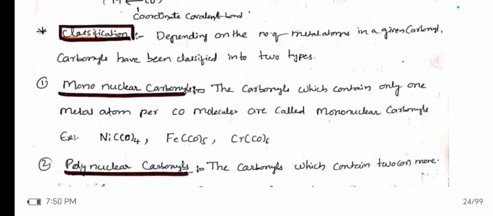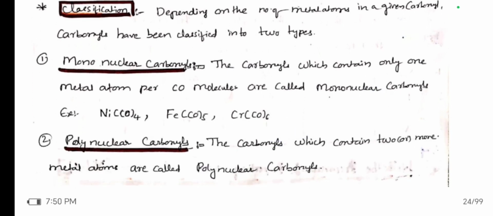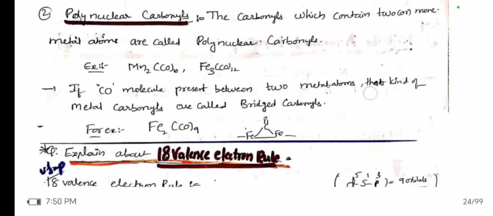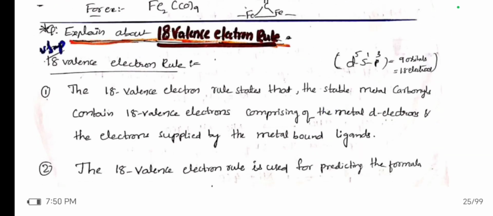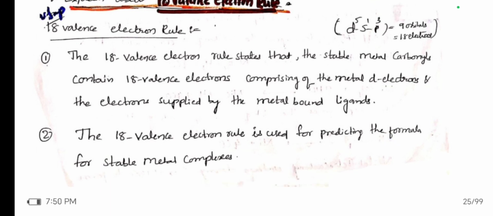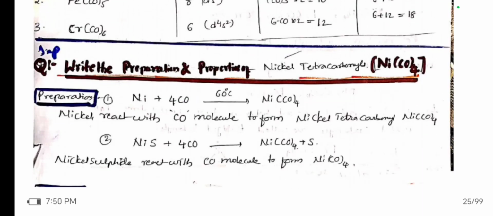In metal carbonyls classification, mononuclear means only one metal is present. Polynuclear means 2 or 3 or more than 2 metals are present. Here, Mn2, Fe3, like that. The 18 valence electron rule is also important in that one. Metal carbonyls generally follow the 18 valence electron rule. 18 valence electrons are present in the metal. That is the 18 valence electron rule.